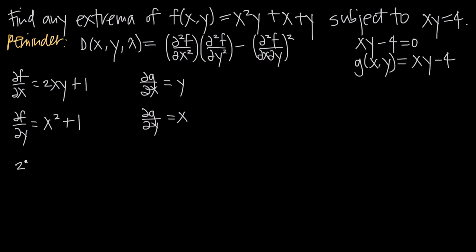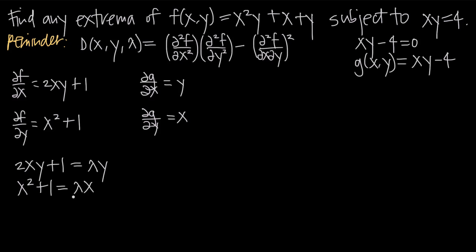All we do here, so we say 2xy + 1 is equal to, now we'd set it equal to y, but we want to multiply y by the Lagrange multiplier lambda. So that's where the Lagrange multiplier process comes in. We want to set this equal to λy. We just multiply the partial derivative of g by lambda. Then we'll set up our second equation here, and we'll say x² + 1 is equal to x, but we have to multiply that by lambda, so we're going to get λx.